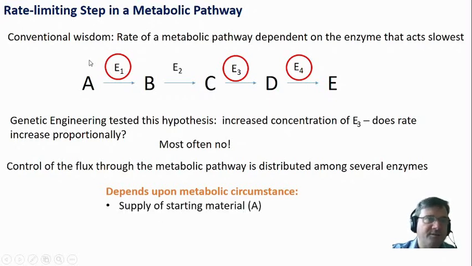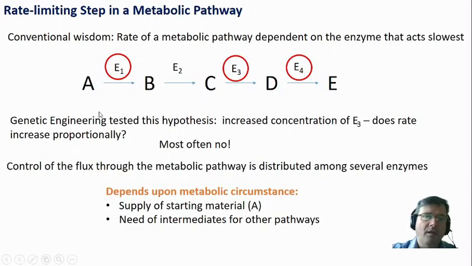We need to consider the supply of starting material A. Is there a ready supply? Are we dependent on it being transported into an organelle, for example? There may be a metabolic need for other pathways. So here A is going to B to C to D to E, but actually maybe B is also an intermediate or a substrate for another pathway.